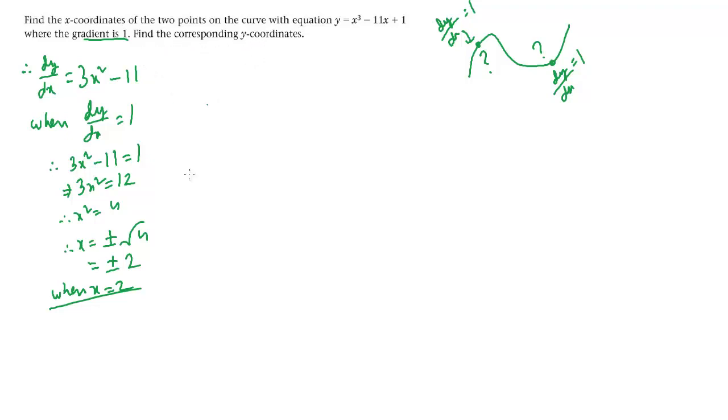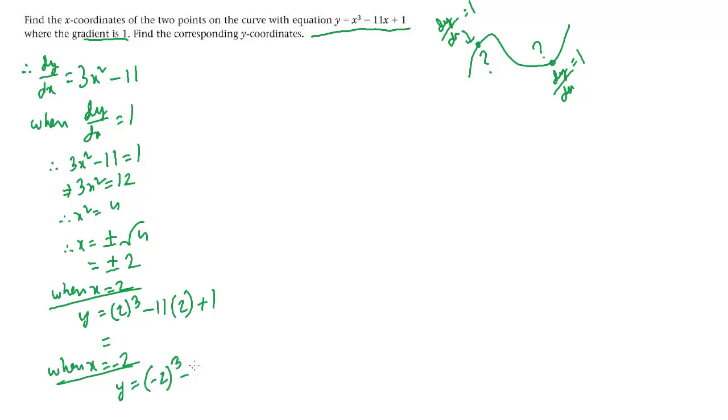We have to find the corresponding values of y. So when x equals 2, y equals, remember this is dy by dx, this is y. So y equals 2 cubed minus 11 into 2 plus 1. That's going to give us the y value. When x equals minus 2, then y equals (minus 2) cubed minus 11 times (minus 2) plus 1. And that is going to give us another value of y. They didn't ask for the point as the answer. So we can either state the answer as x equals 2, y equals something, x equals minus 2, y equals also something.